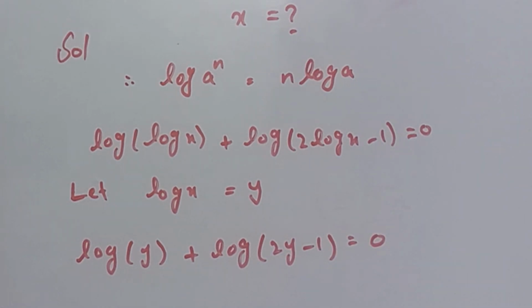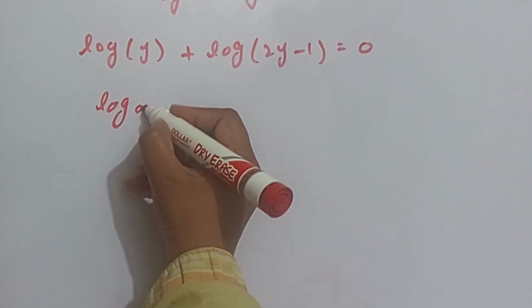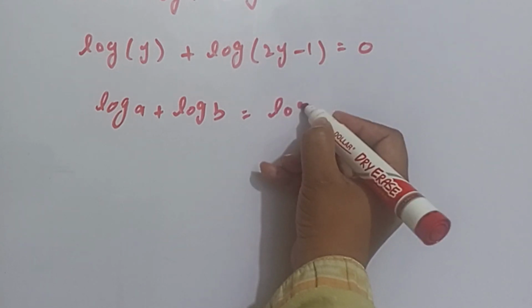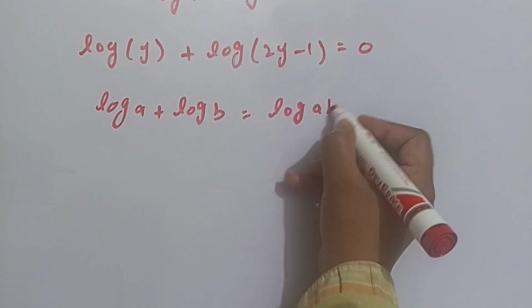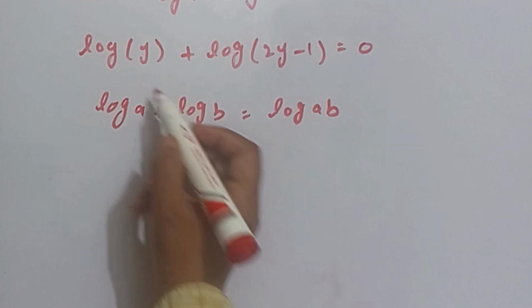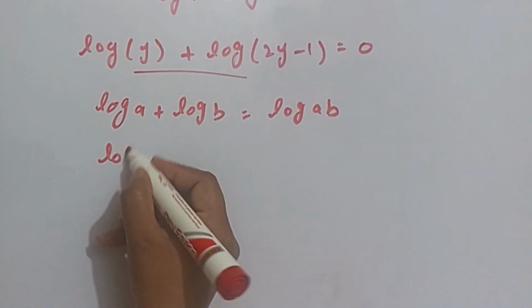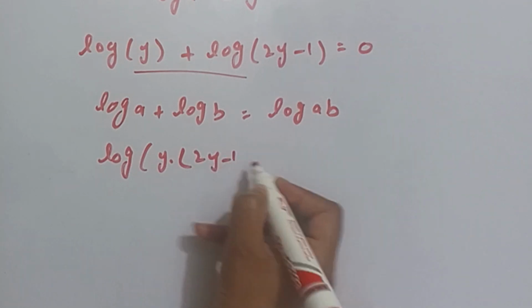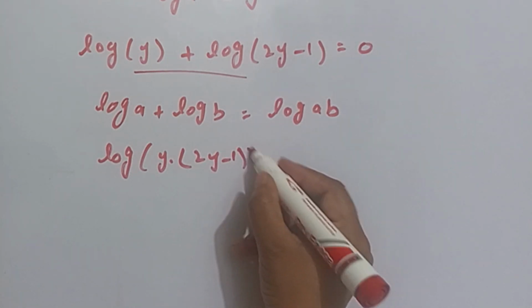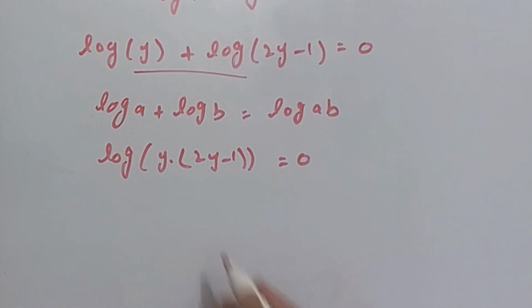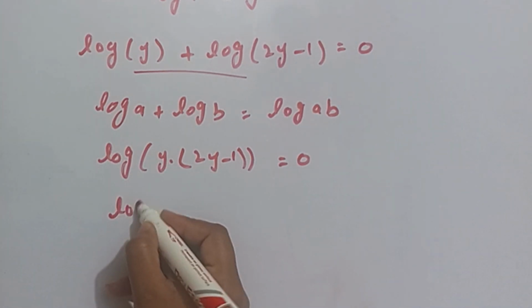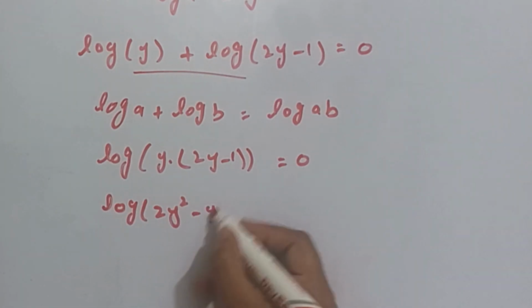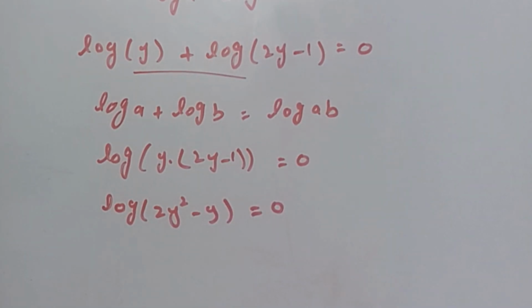Now in the next step, we use this property of the log: log a plus log b is equal to log of the product of a and b. So according to this property, this side will become log of y multiplied by 2 times y minus 1, which is equal to 0. Now we multiply these two values, then we have log of 2 times y squared minus y. This is equal to 0.